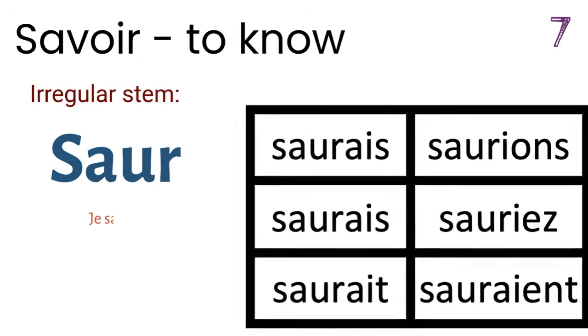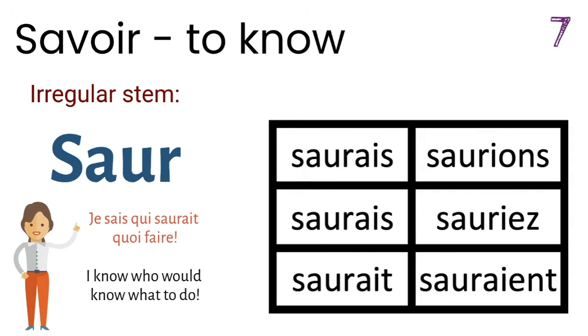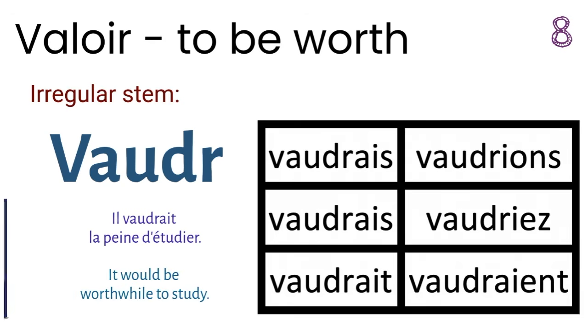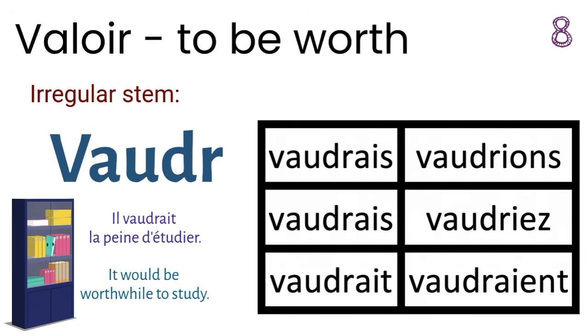Savoir becomes saur. Je sais qui saurait quoi faire. I know who would know what to do. Notice savoir is conjugated in the present tense for I, je sais, and the conditional for who, which is the third person singular, qui saurait. Valoir becomes vaudr. Il vaudrait la peine d'étudier. It would be worthwhile to study.